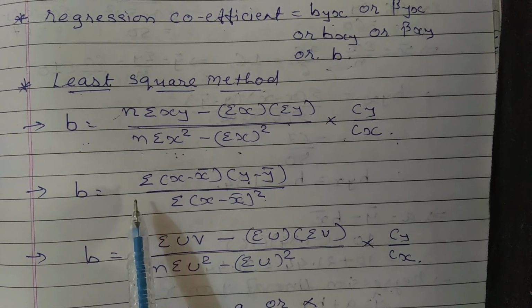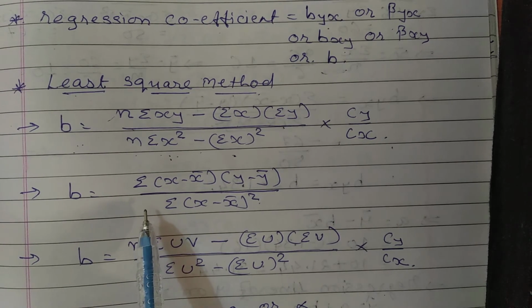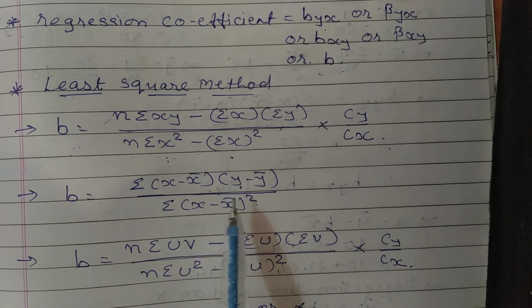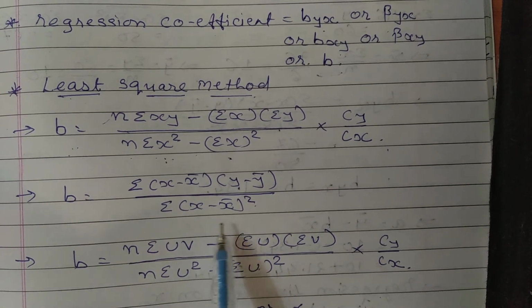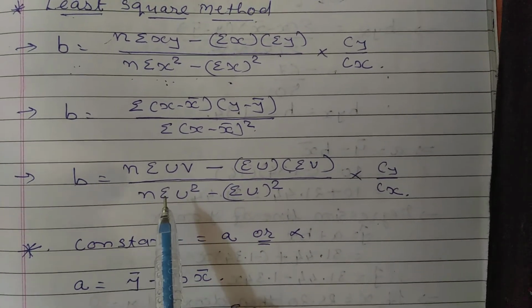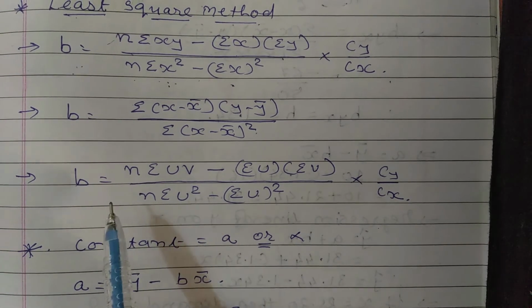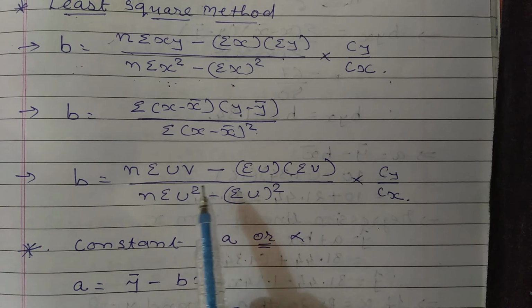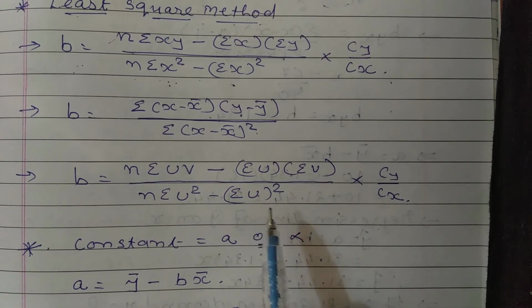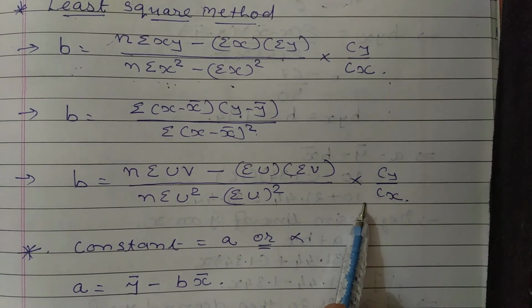Now, the second formula: if the x bar and y bar are perfect, if the values of x and y are big, and the x bar and y bar are perfect, the formula would be sigma x minus x bar, y minus y bar upon sigma x minus x bar the whole square. Same way, if the values of x bar and y bar are in fractions, then use the UV method. That means b is equal to n sigma uv minus sigma u sigma v upon n sigma u square minus sigma u the whole square. And if there is any common element, then multiply by cy upon cx.